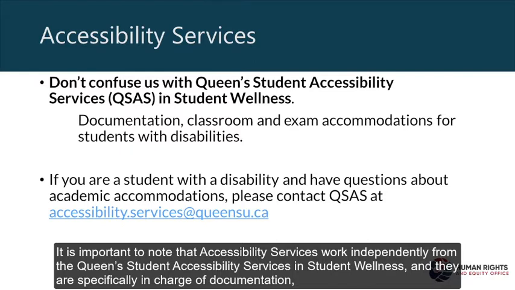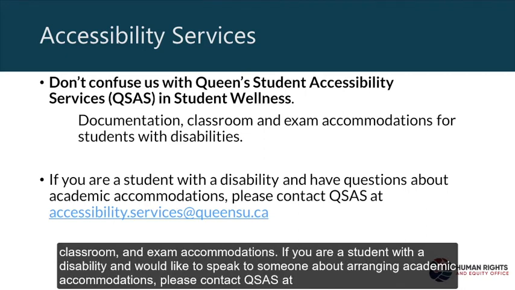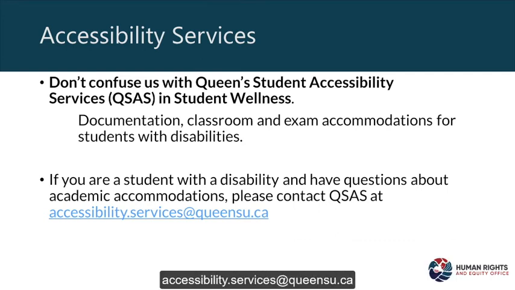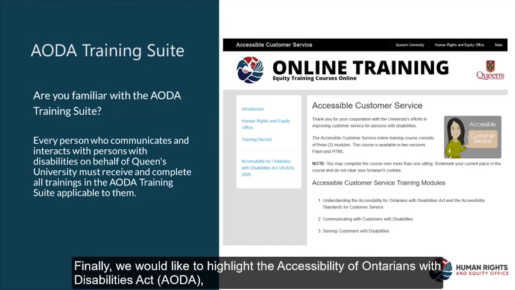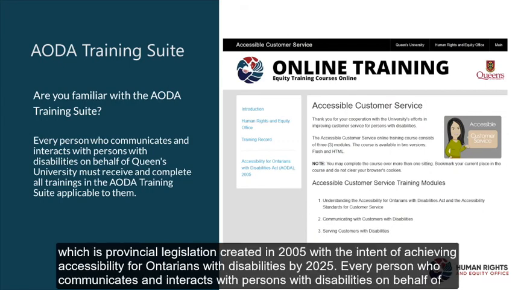It is important to note that Accessibility Services work independently from the Queen's Student Accessibility Services in Student Wellness, and they are specifically in charge of documentation, classroom, and exams accommodations. If you are a student with a disability and would like to speak to someone about arranging academic accommodations, please contact QSAS at accessibility.services@queensu.ca.